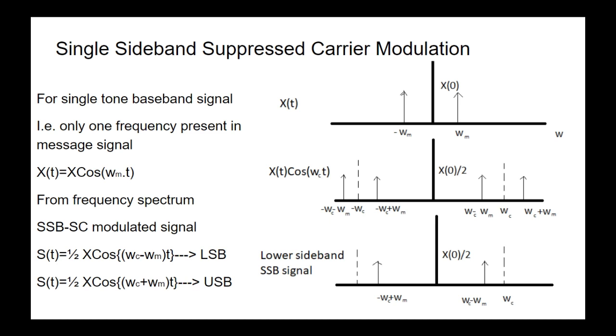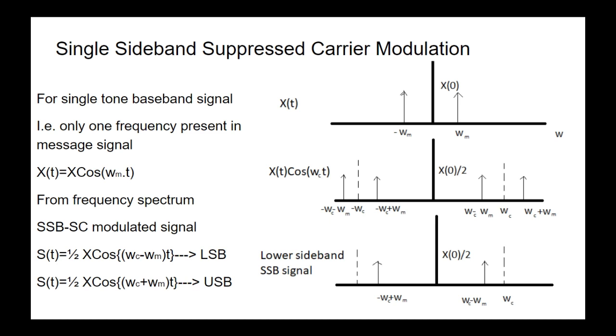So if we suppress the upper sideband, then we will get only one lower sideband impulse, that is at ω_c minus ω_m on the positive side, and on the negative side we will get the impulse at minus ω_c plus ω_m.